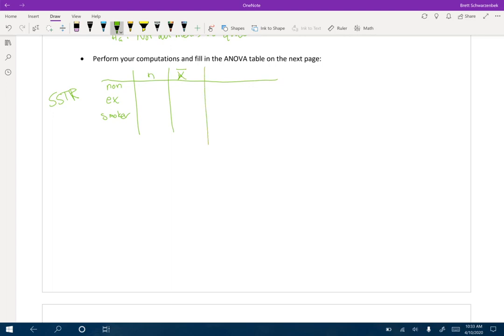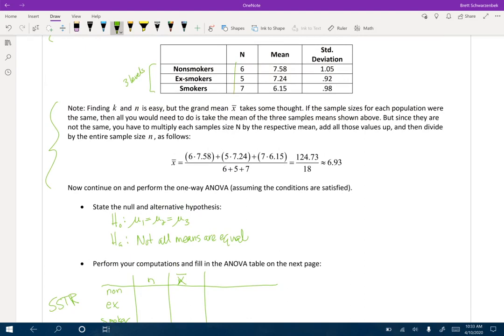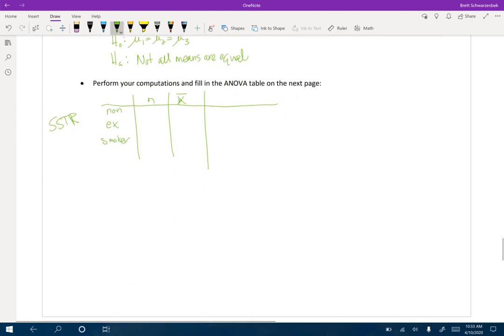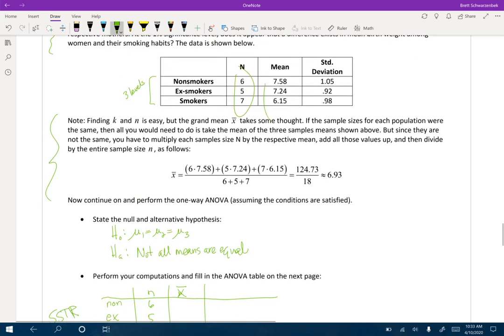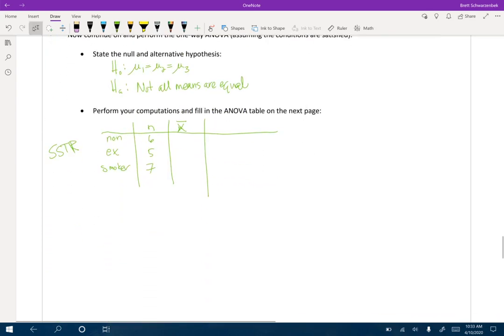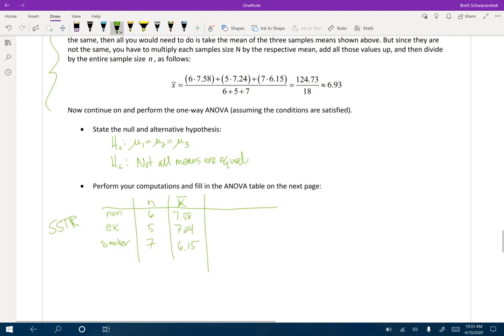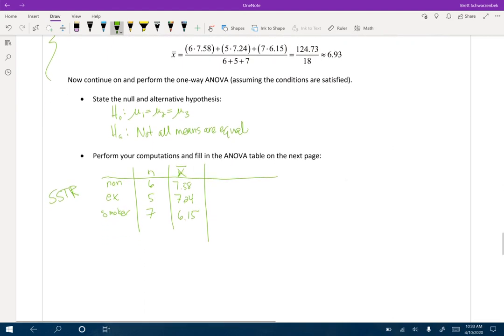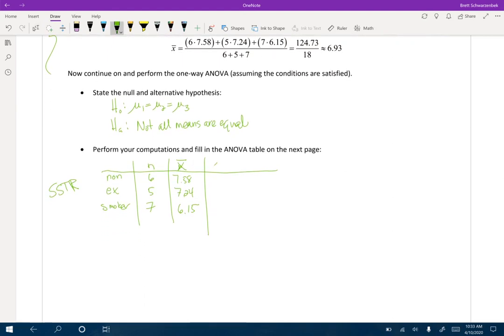We'll get to the rest later. So what were our values? Well, our n's are 6, 5, and 7. Our x bars for each of them are these values: 7.58, 7.24, 6.15. Okay, so if you recall, the formula for SSTR required that we find all our individual means minus our grand mean, x bar bar.